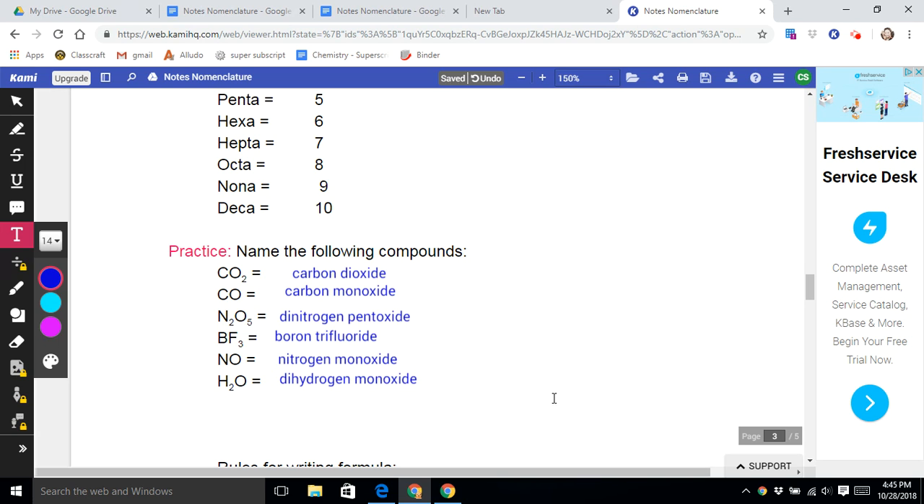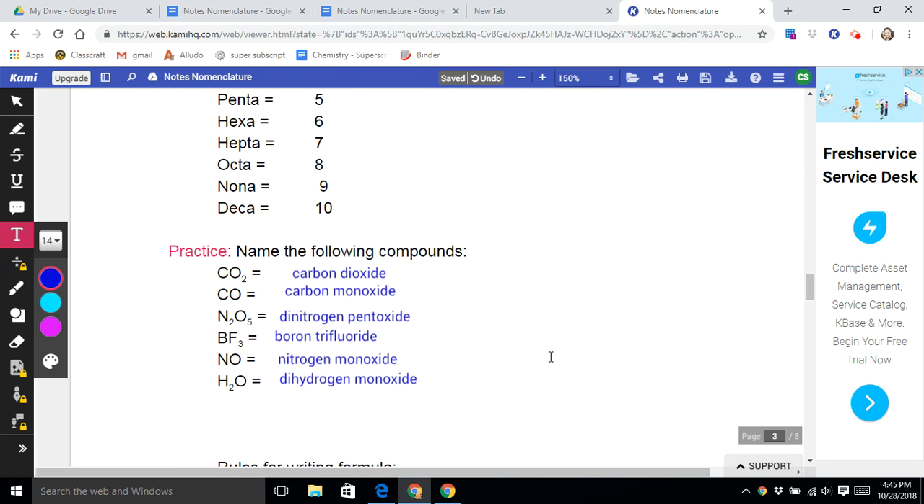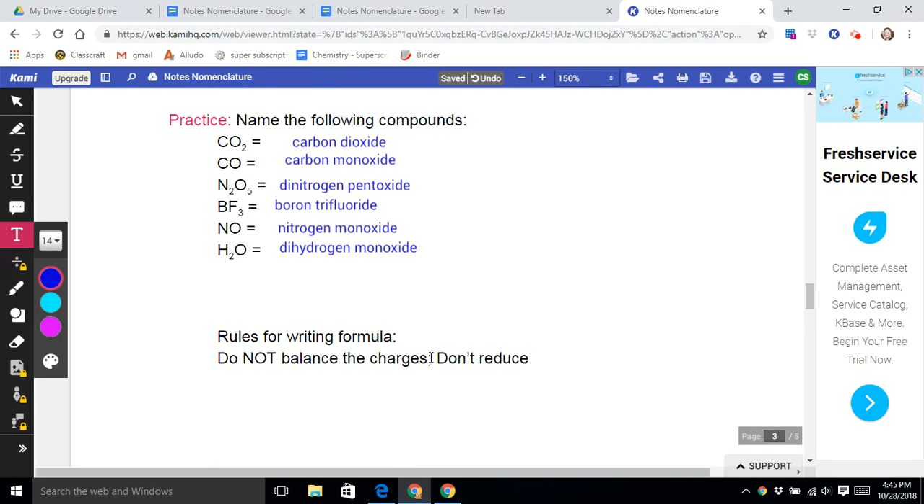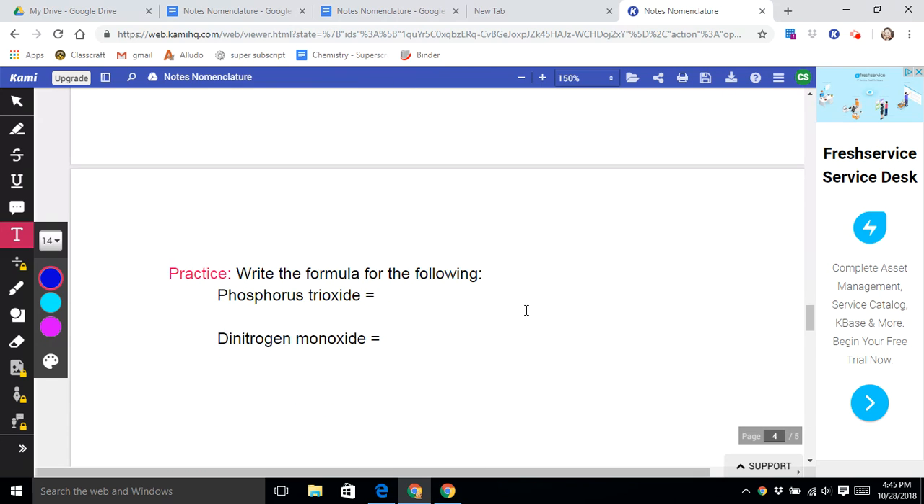Okay, so that's for naming type 3 compounds. So you name as it is, just add prefix to the front. Now, writing the formulas for type 3, don't balance the charges, don't reduce. As a matter of fact, don't even look up the charges for type 3. We don't care about the charges for type 3.